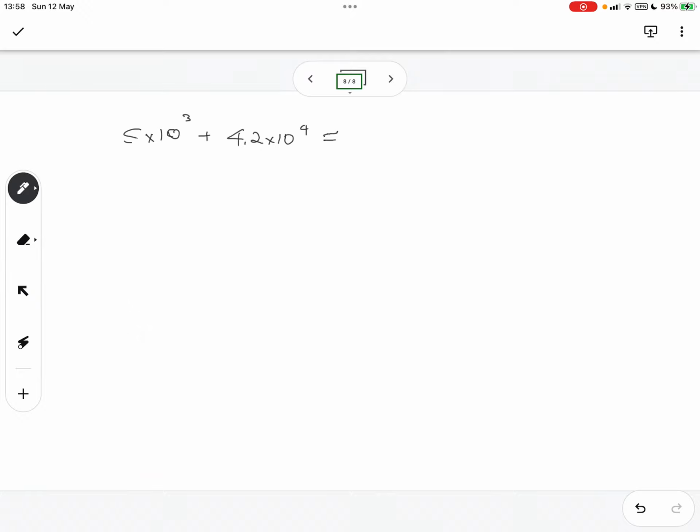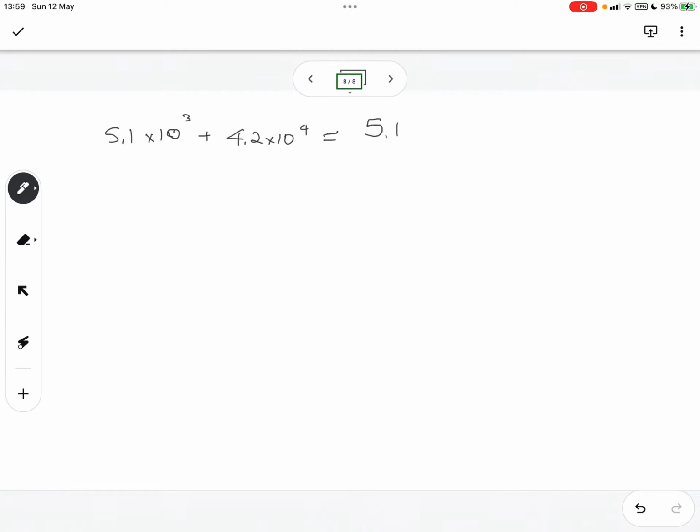5.1 there. 5.1 times 10 to the power 3. It's the same as 5.1, 1, 2, 3. Okay, I see what's going on.